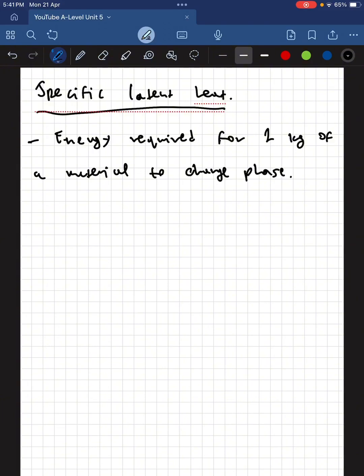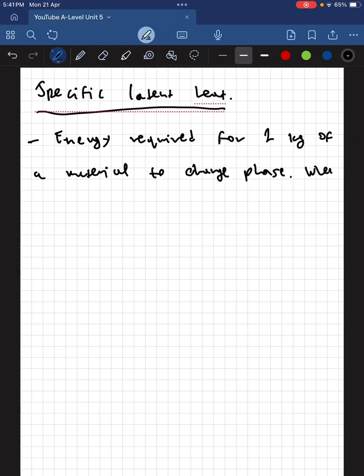So when we dealt with specific heat capacity, we were dealing with heat transfers within the same phase. So we provide heat to water and the temperature rises, but it's still water, okay? When we deal with specific latent heat, we are interested in changing the phase. So we go from liquid to gas, from gas to liquid, and so on and so forth.